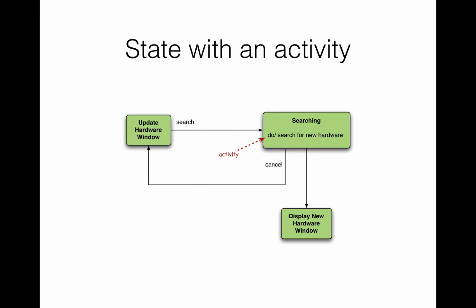A do activity is an activity that occurs during a particular state. When the do activity completes, the transition that is not labeled is taken. In this example, the searching state searches for new hardware. When the new hardware is found, the system transitions into the state display new hardware window.